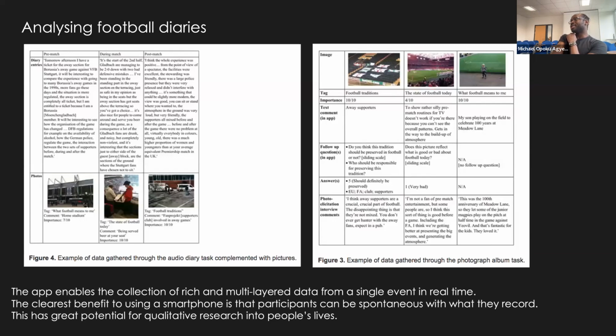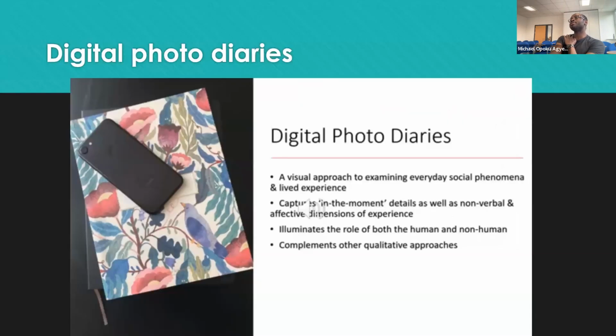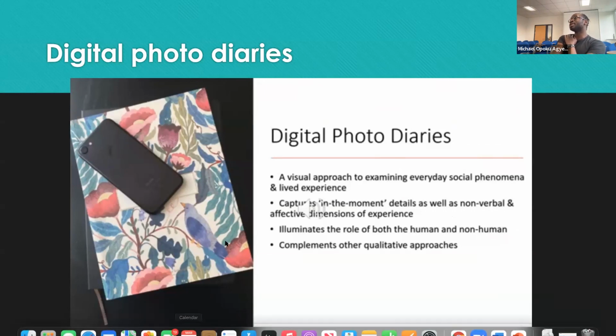So you can use apps for data collection. We've talked about that. In real time, one of the clearest benefits of using a smartphone is that participants can be spontaneous. I think these are things that we are kind of familiar with. But yeah, photos: a visual approach to examining everyday social phenomena. Using photos, photo diaries, I would say you can keep photo diaries and other things.